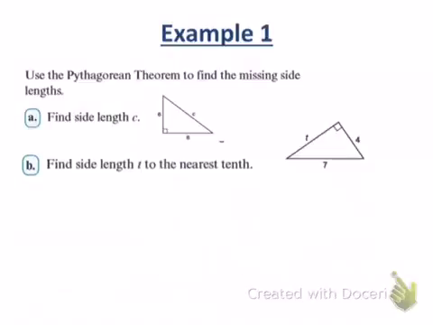Find the length of t to the nearest tenth. Now, in this particular problem, we're given the hypotenuse and one of the legs, and we're having to find a missing leg. So in this particular triangle, it's not labeled A, B, and C. But let's call that A, let's call this B, and let's call that C. So the Pythagorean theorem here will be 4 squared plus t squared equals 7 squared.